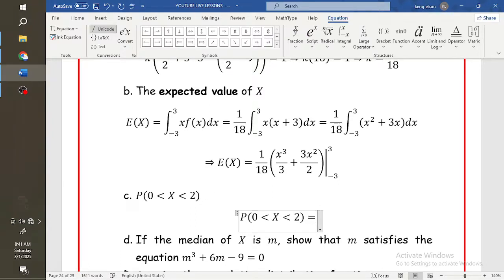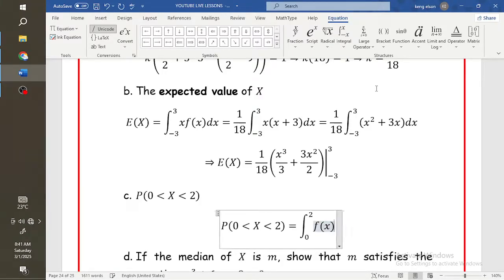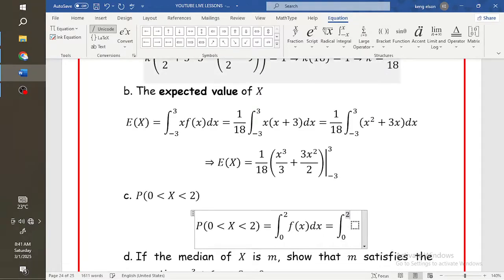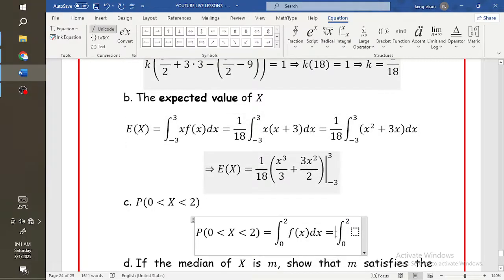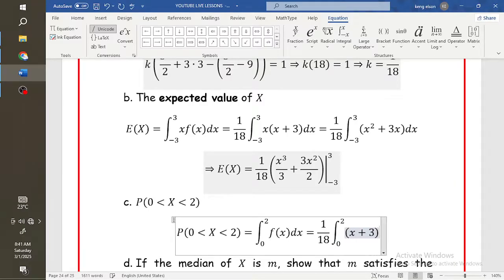By definition, we said it is the integral from 0 to 2 of f of x dx. So this is equal to the integral from 0 to 2. Our f of x is k into x plus 3, so 1 over 18 into x plus 3 dx.